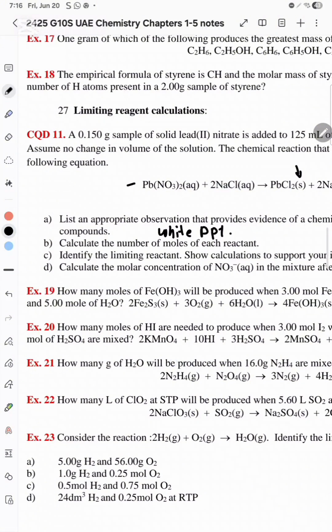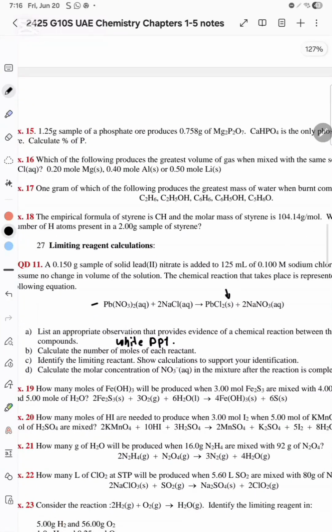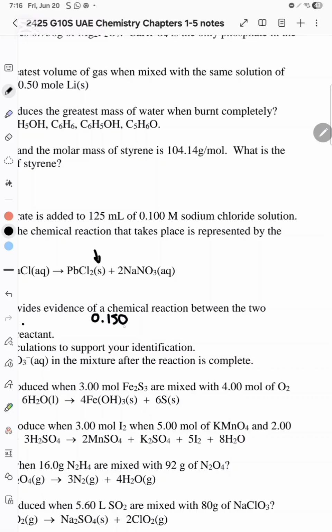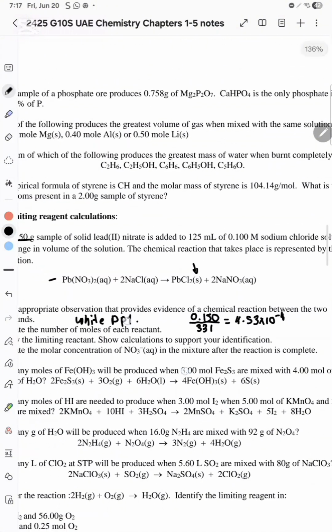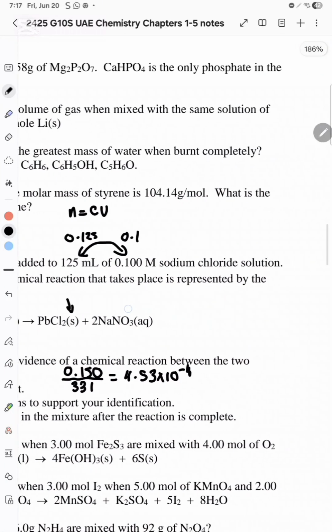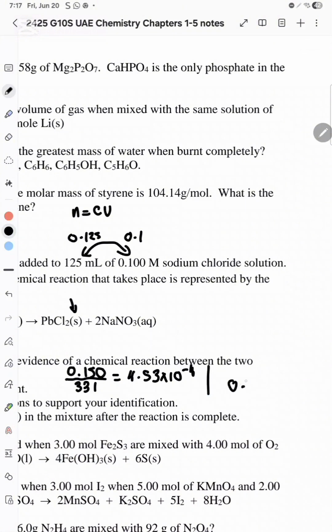Now calculate the number of moles in each reactant. So in lead nitrate, they told us we have 0.150 grams. So 0.150 over the molar mass, which is, when you find it, 331, we are gonna get 4.53 times 10 to the power negative 4, I think. And for NaCl, we don't have how much moles, but we could find it because the volume is in milliliters. It's 0.125 liters, and this is 0.1 molar concentration, and n equals CV. So it's 0.0125 moles. That's how we find the moles immediately. So NaCl is 0.0125.